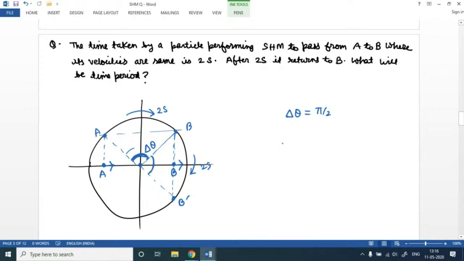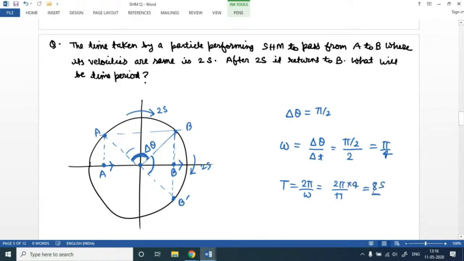So omega you can simply find is delta theta upon delta t. Delta theta from here to here is only pi by 2, and it is taking 2 seconds. So omega would be nothing but pi by 4. So the time period here would be 2 pi upon omega, so 2 pi upon pi by 4. That will give you 8 seconds simply.